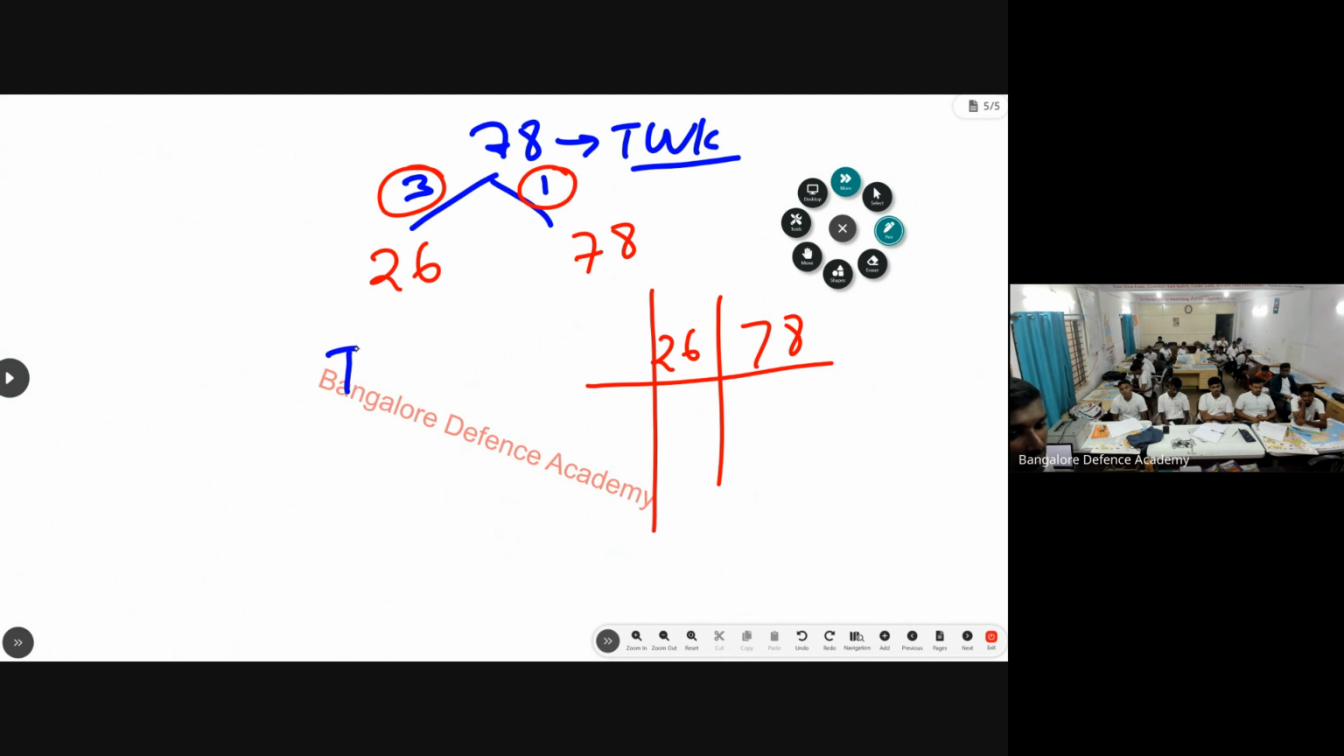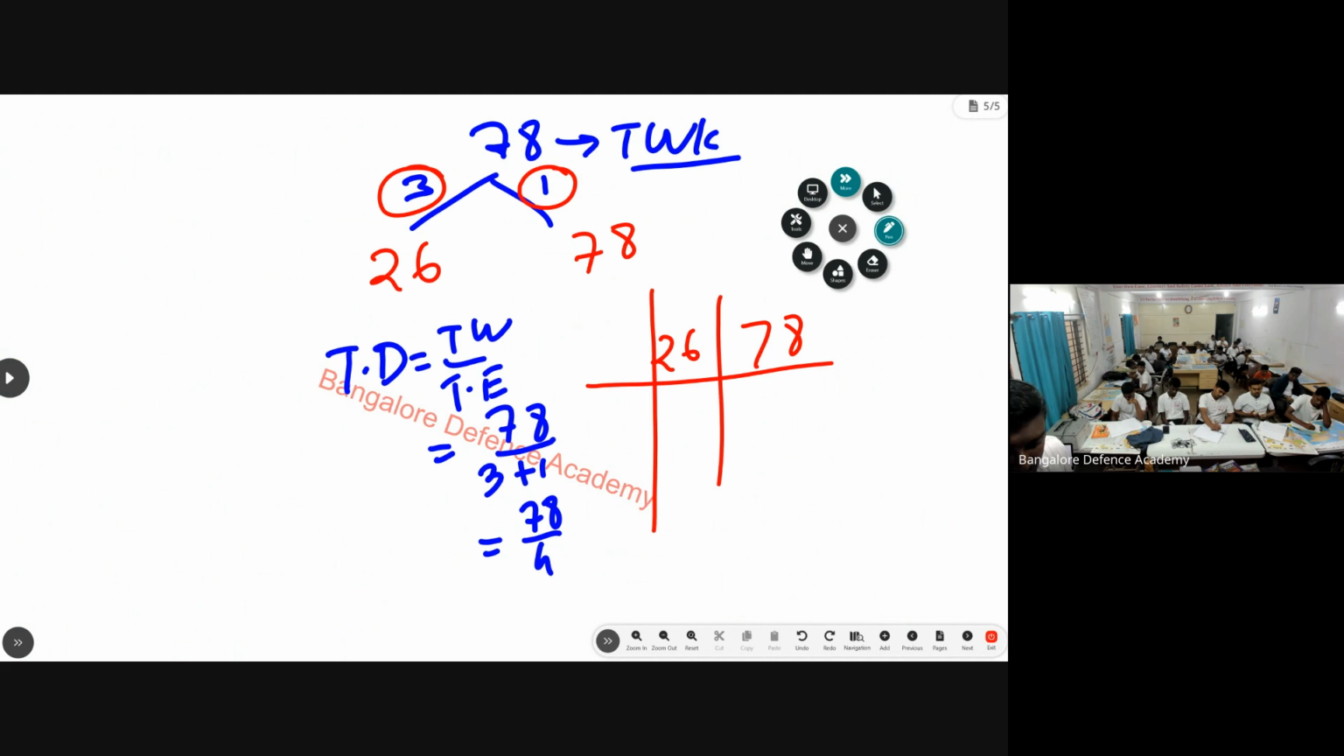Okay, now what is the formula? Total time, or you can say total days, is equal to total work by efficiency. What is the total work? 78. What is the efficiency? 3 plus 1, so 78 by 4. What is the answer? 19 and a half. Did you get the right answer? Ready for the next question? Maha, you understood? Next question.